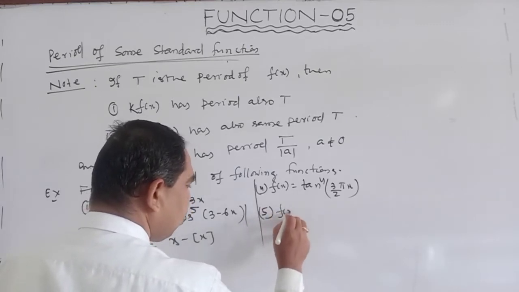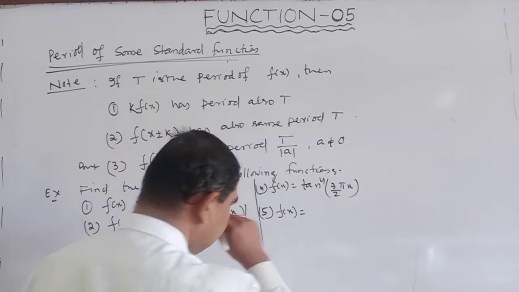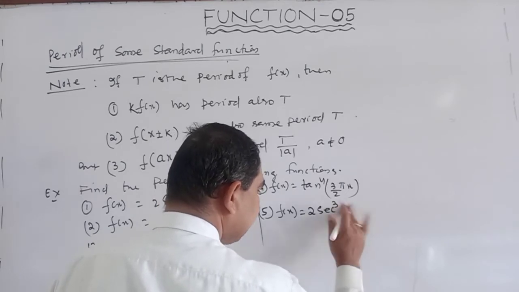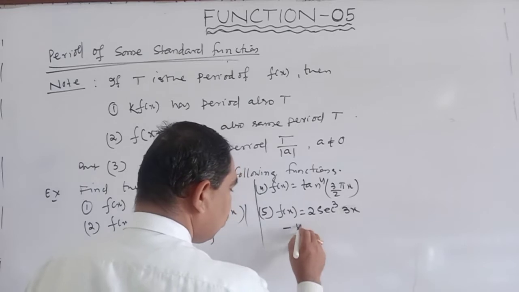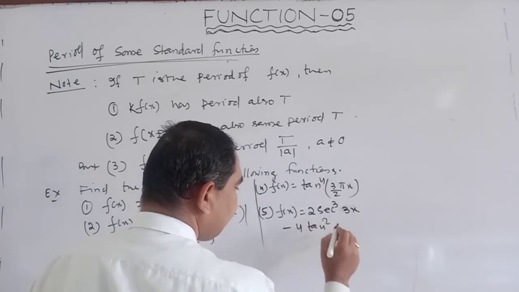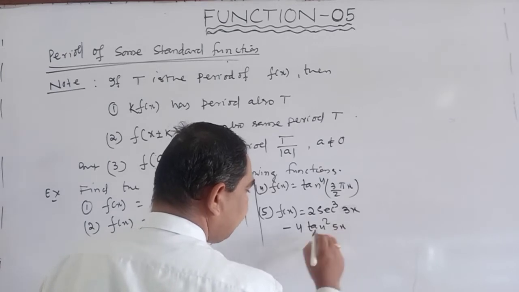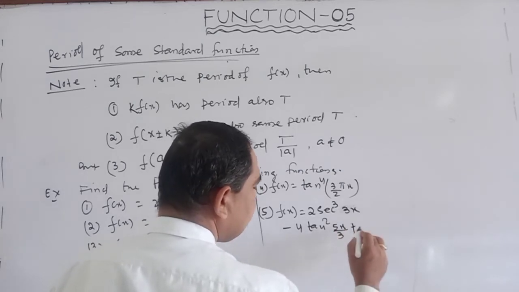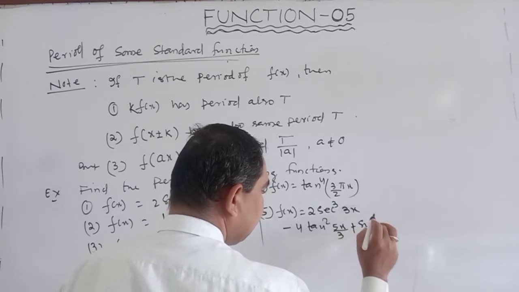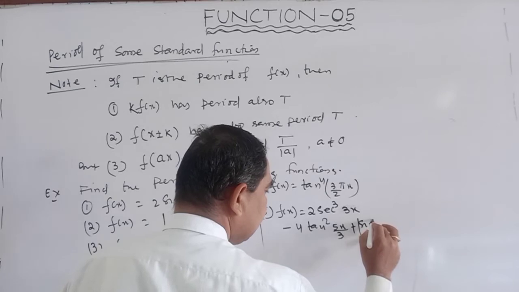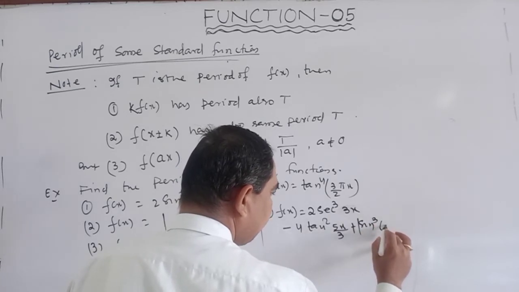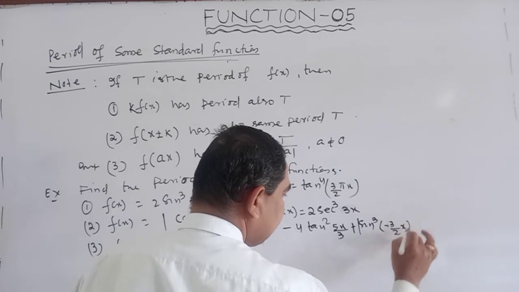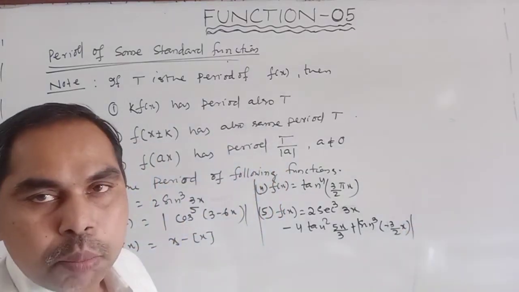5th: f of x is equal to 2 sec cube 3x minus 4 tan square 5x, 5 by 3x plus mod of sine cube minus 3 by 2x. Find the period of this function.